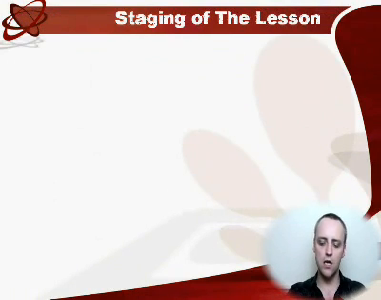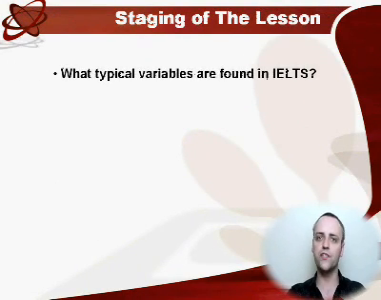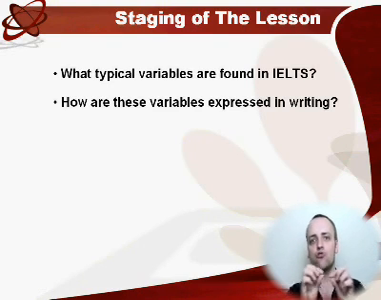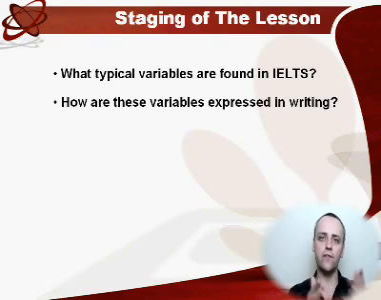So let's look at first of all the stages of this lesson. First of all, we're going to talk about what typical variables you can see when you look at an IELTS question. Then we're going to look at what variables are expressed and how to write those into sentences. So when you open your test papers and you see the graph in front of you, you're going to pick out what the variable is and then know how to create the sentence, or the part of the sentence, to describe that variable. So we're going to look at how to write these variables.